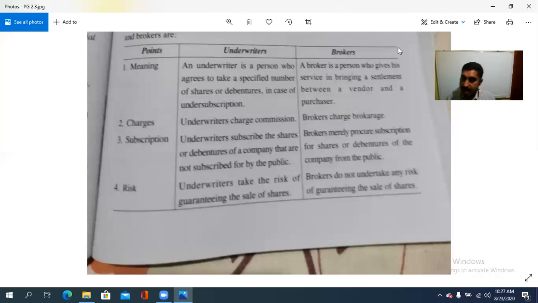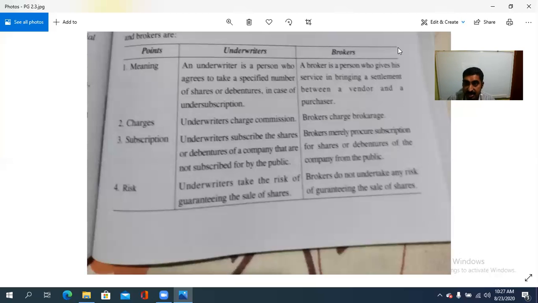Then, for the subscription, underwriters subscribe the shares or the debentures of a company that are not subscribed by the public, while brokers may merely procure the subscription for the shares or debentures of the company from where? From the public. The public does not take up those shares or debentures.